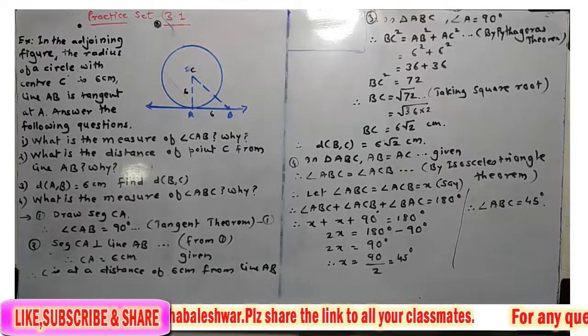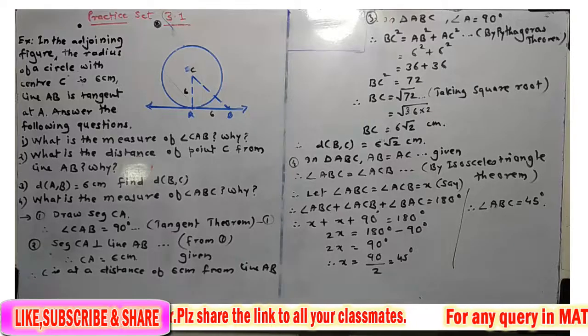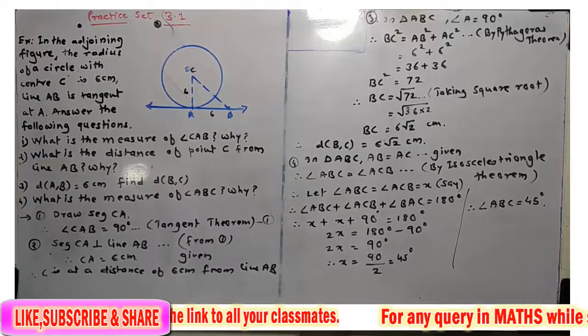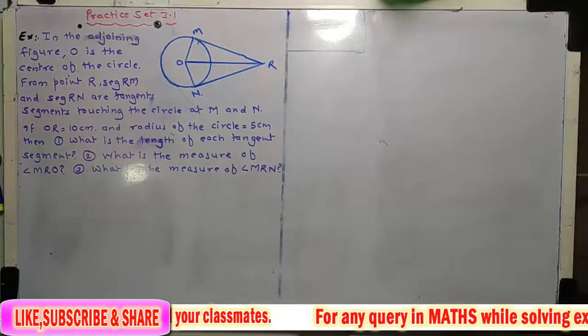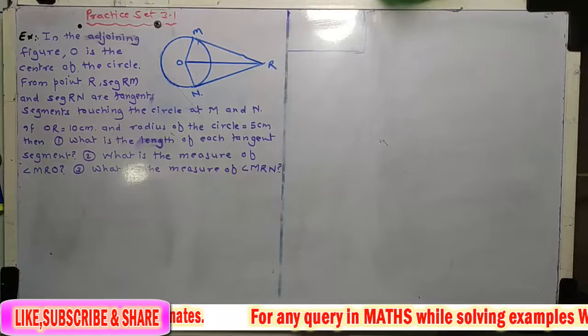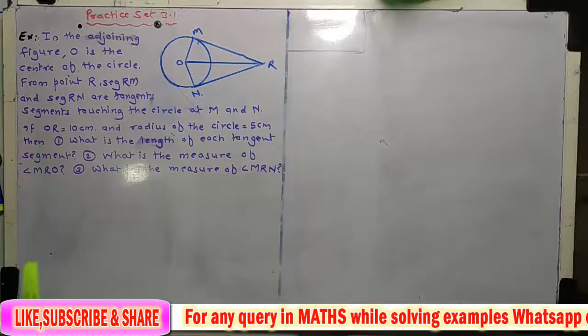So in this way we have to solve this example. Yes, any doubt in this? Okay. Now the next example from practice set 3.1 is, in the adjoining figure, O is the center of the circle.